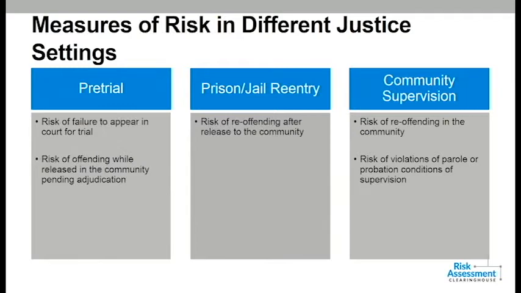When selecting or using a risk assessment tool, it is important to be clear about what type of risk you are seeking to manage or reduce, and ensure that the tool that will inform your efforts is appropriate to measure that type of risk for the justice population you are working with.